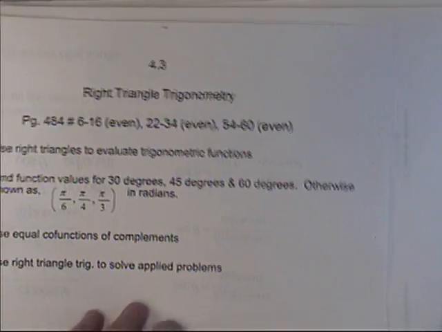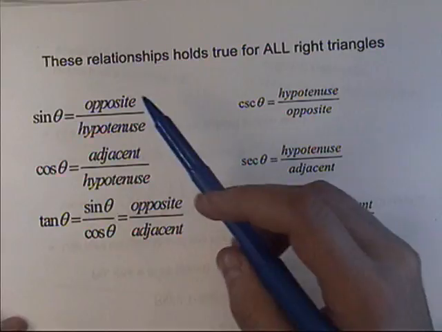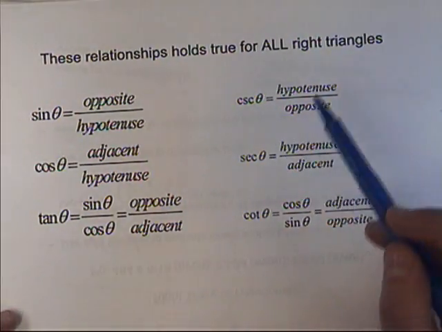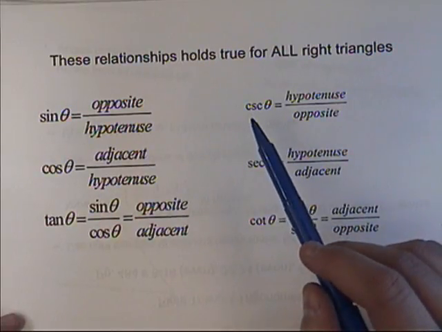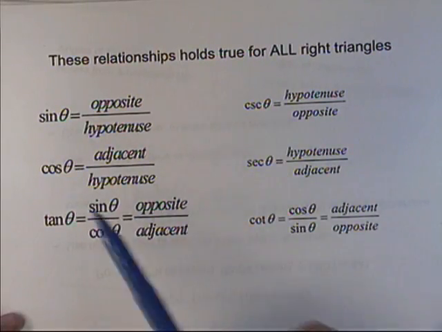This is right triangle trigonometry, 4.3. We're going to be using these definitions right here. Sine is opposite over hypotenuse. And you'll notice that this is the reciprocal of that, hypotenuse over opposite. That is called the cosecant. Sine and cosecant are reciprocals.